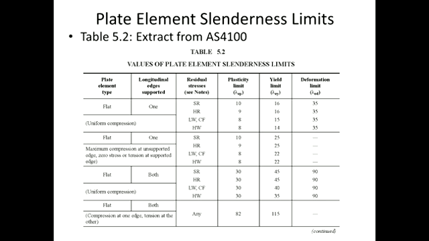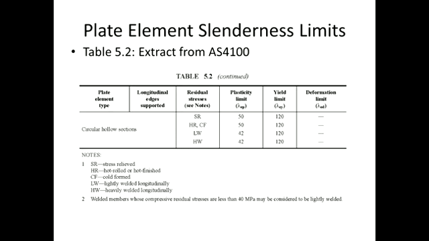What about the last one, at least on this page? We have a flat plate element which is supported on both, and then we have compression at one edge and tension at the other. So this one is an I section, and we also have the circular hollow section. For circular hollow sections, we don't have to worry about the edges which are supported, because it's self-supporting as you move around the section.